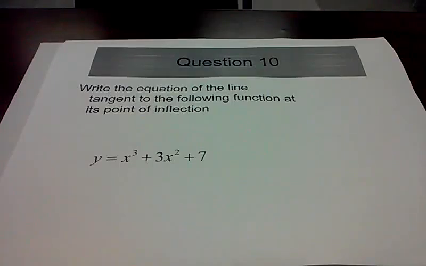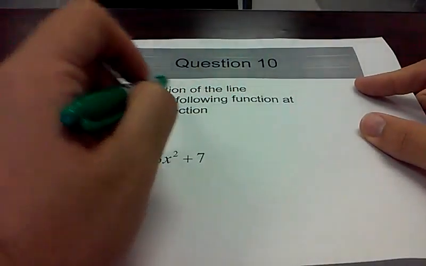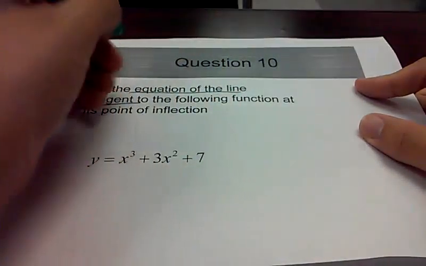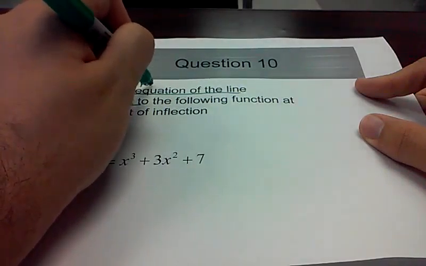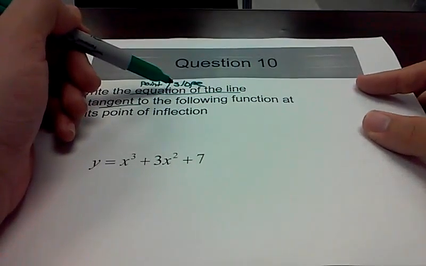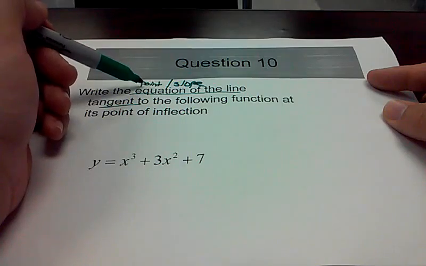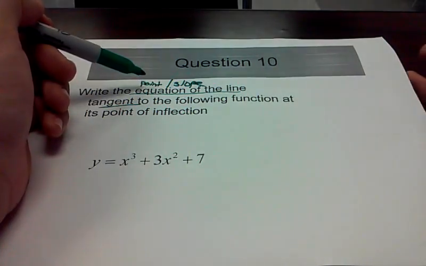Alright guys, for this problem it says write the equation of the line tangent to the following function at its point of inflection. A lot of keyword vocabulary here. First of all, write the equation of the line tangent. In order to do that, we're going to need to have a point and a slope. Now remember, in order to find the slope of the tangent line, you're going to need the first derivative, and then to find the point, you're obviously going to need a value for x and y.